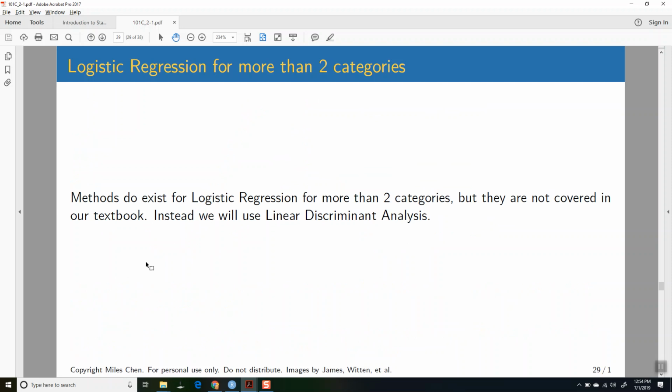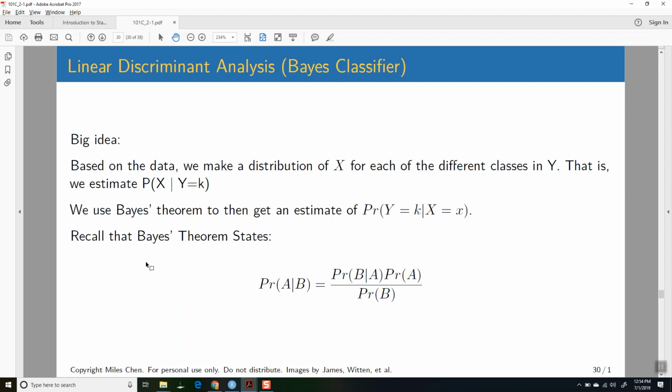Now technically there are methods to do logistic regression if you have more than 2 categories, but it's not covered in our book, and we're not going to bother covering it. So for logistic regression, we're going to just use it for 2 categories only. But there are things like nominal logistic regression and stuff like that, for more than 2 categories.